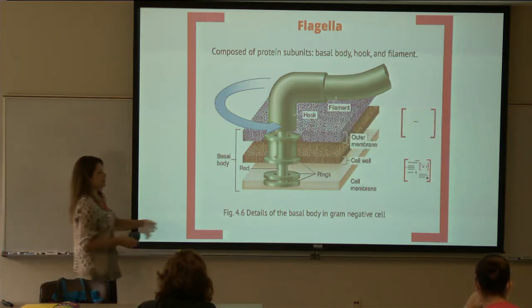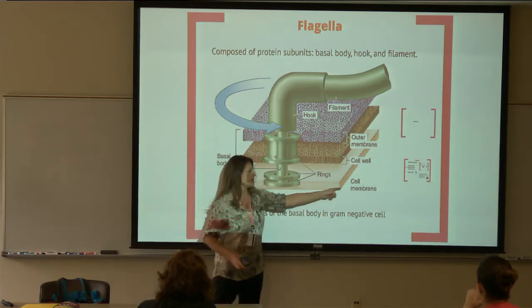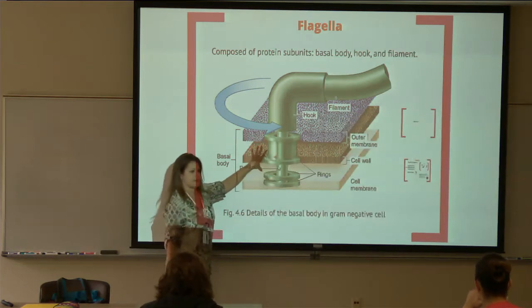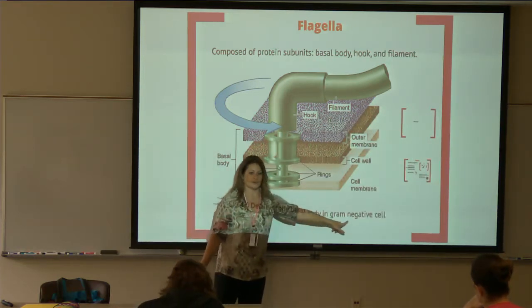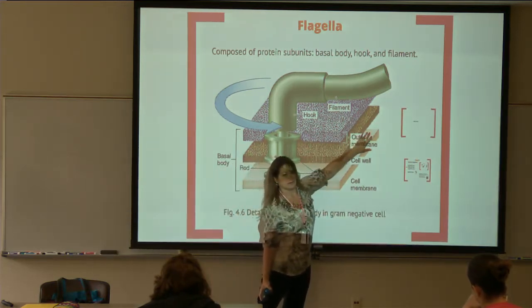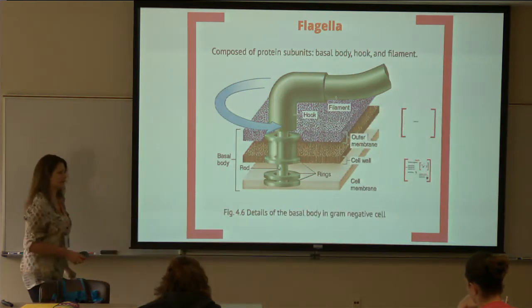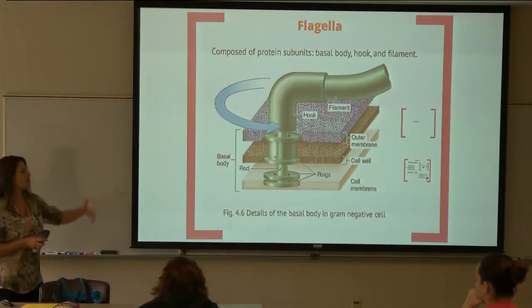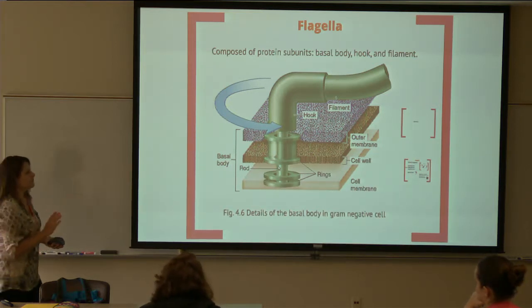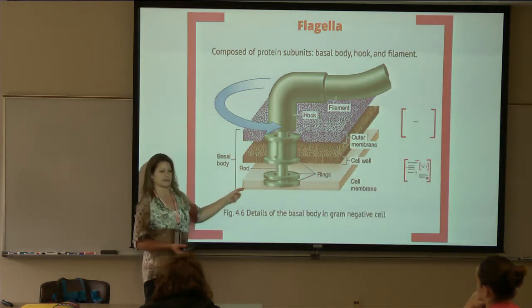We can see that it's spanning 3 different layers: a cell membrane, a cell wall, and an outer membrane. With this example, this is gram-negative. If we were to talk about gram-positive bacteria, they don't have this outer membrane. And we'll get there in a little while. You will walk out of here today knowing the difference between gram-positive and gram-negative. You can look at this picture and tell me why it is gram-negative. But regardless, the basal body is embedded into the barrier structure of the cell.